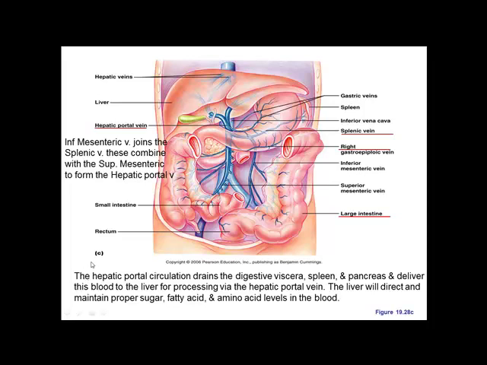Okay, so moving on. The hepatic portal circulation. I'm reading off this part right here off the bottom of the screen. The hepatic portal circulation drains the digestive viscera, spleen, and pancreas, and delivers this blood to the liver for processing via the hepatic portal vein. Like I said, it's kind of like the hepatic detour system. The liver will direct and maintain proper sugar, fatty acid, and amino acid levels in the blood. But it will also be changing all those raw goods that you just absorbed and making them usable for the rest of your body.